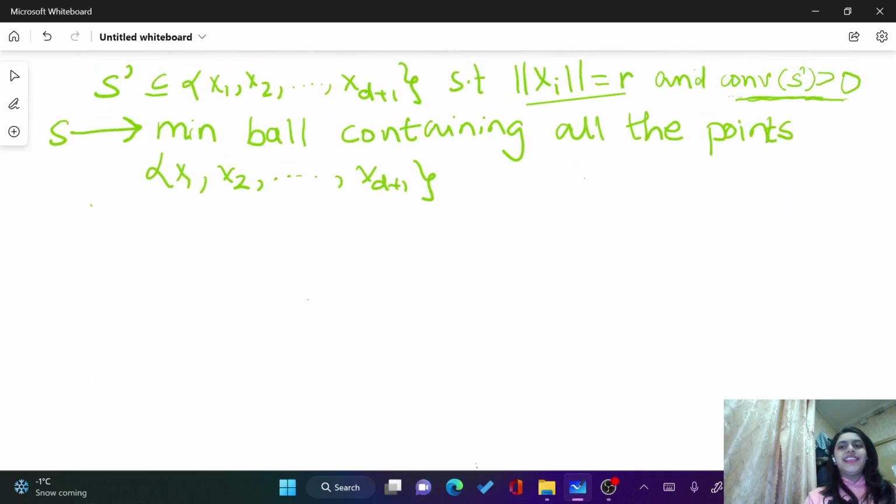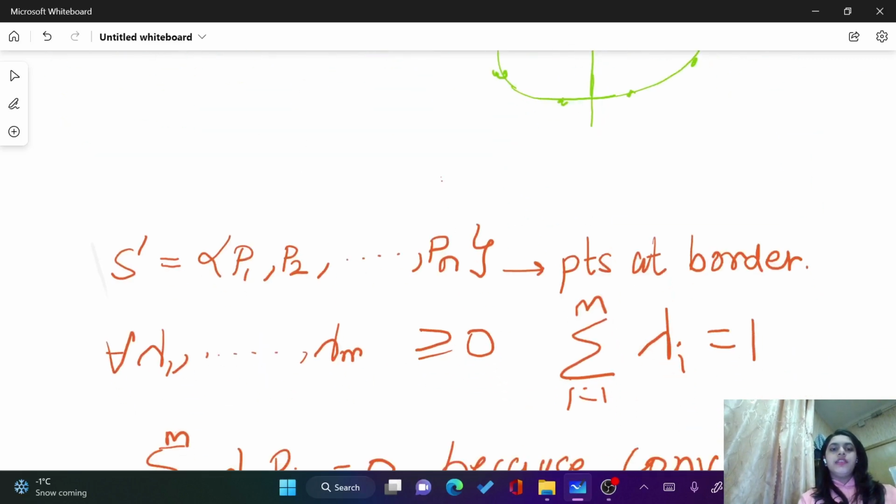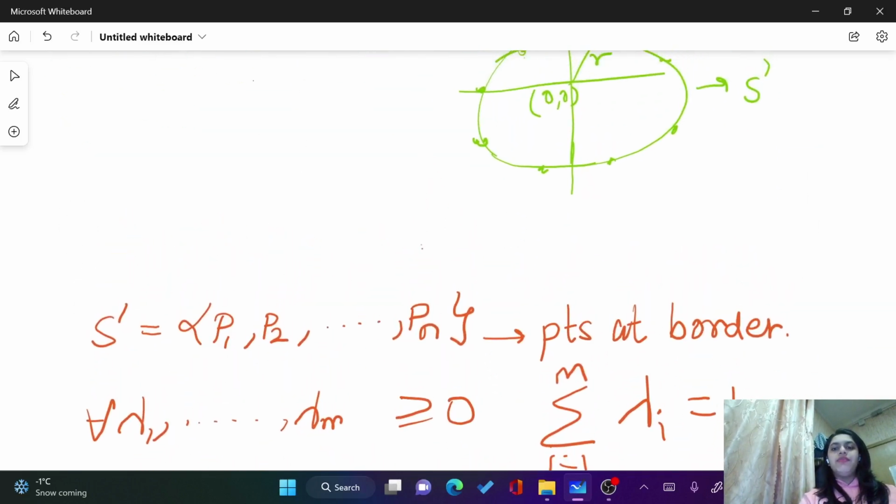Basically, if we try to visualize it on the graph, S dash will be all the points on the circumference with radius r. This is 0 comma 0. This is S dash. I wrote S dash as P1, P2, ..., Pn, such points at the border. So this is P1, P2, P3, and so on.